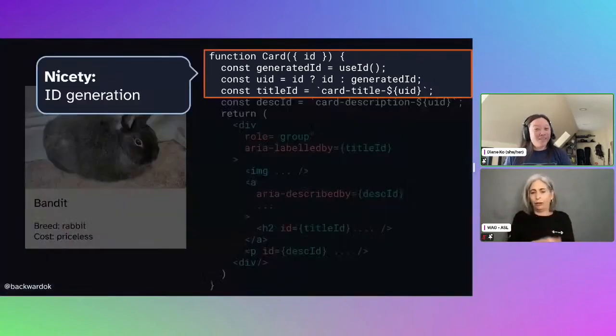This brings us to another nicety, ID generation. This lets us more easily match associations and also makes it easier to guarantee that the ID attribute values stay in sync, which is critical for the ARIA associations to work. And by generating ID values, whether from a hook or from a passed-in value, we can also make it easier for component consumers to use our component.